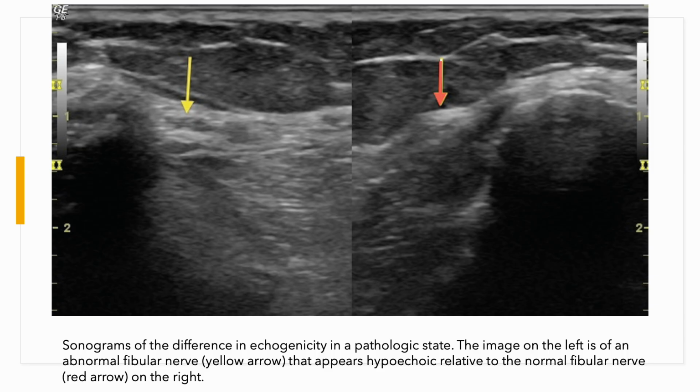And here's a good illustration of how we can see a difference in echogenicity in a pathologic state. The image on the left is of an abnormal fibular nerve, represented by the yellow arrow here. It appears hypoechoic relative to the normal fibular nerve. On the red arrow at the right, you can see a nice hyperechoic signal that we're getting, and here, hypoechoic.